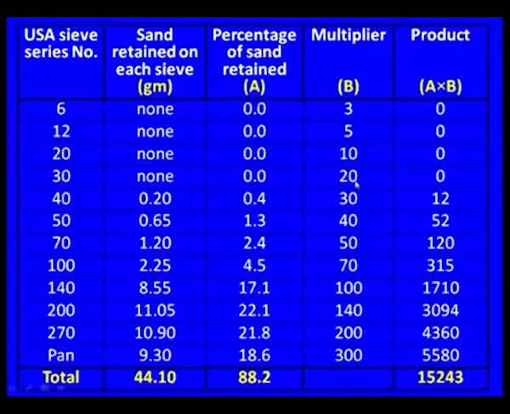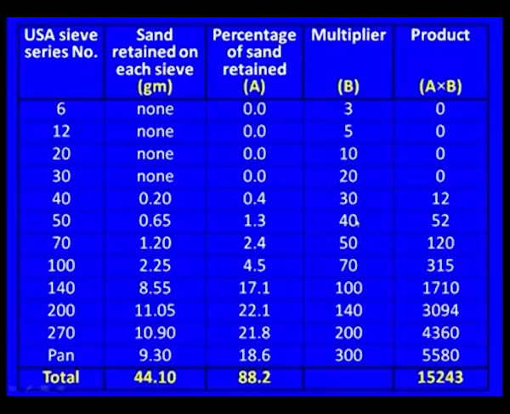Now here we can see an important column, that is the multiplier. For each sieve there is a particular multiplication factor. For the first sieve the multiplication factor is 3. For the second sieve, with the sieve number 12, the multiplication factor is 5, and for the third sieve the multiplication factor is 10, and for the fourth sieve the multiplication factor is 20.